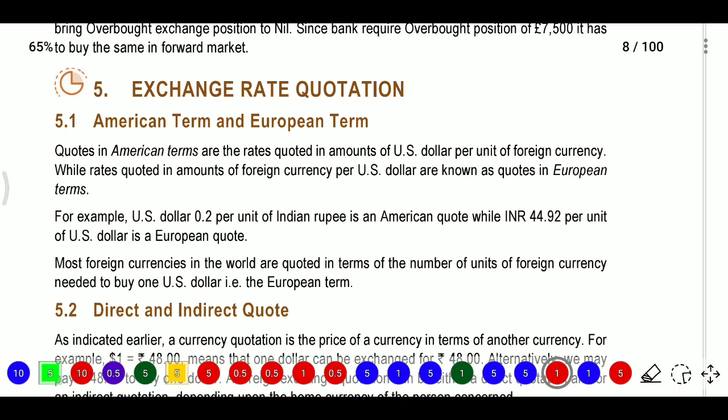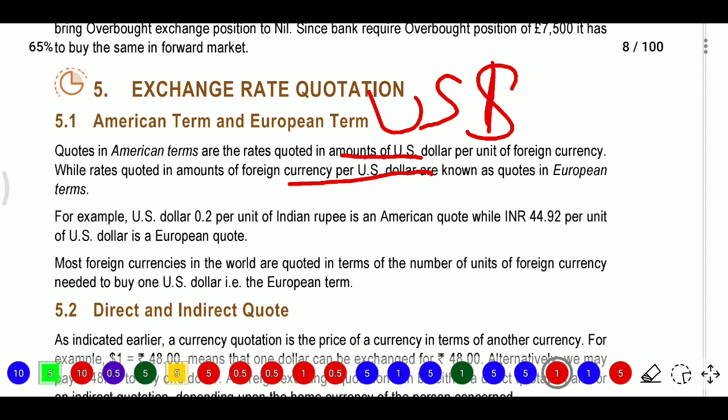So quotes in American terms are the rates quoted in amount of US dollars per unit of foreign currency. American terms means they provide in US dollars, here US dollars per unit of foreign currency, while rates quoted in amount of foreign currency per US dollar are known as quotes in European terms.